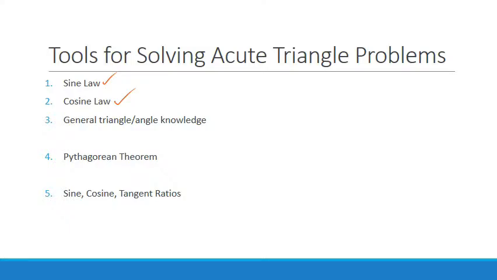Cosine law. General triangle or angle information or knowledge. So this is stuff you would have gathered or learned in the previous chapter. Things I'm talking about, maybe that the 3 angles of a triangle add to 180 degrees, our parallel line information. If we got parallel lines, we know this line, those 2 angles are equal, that sort of thing. Alternate interior angles, by the way.